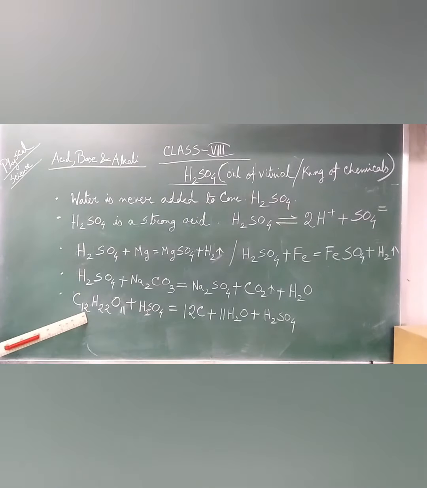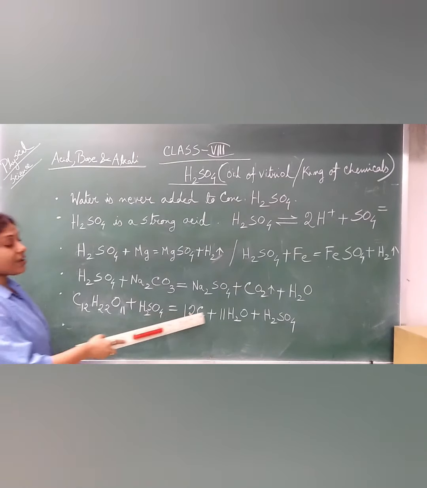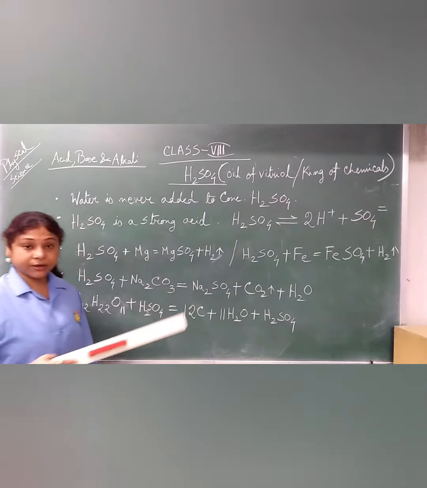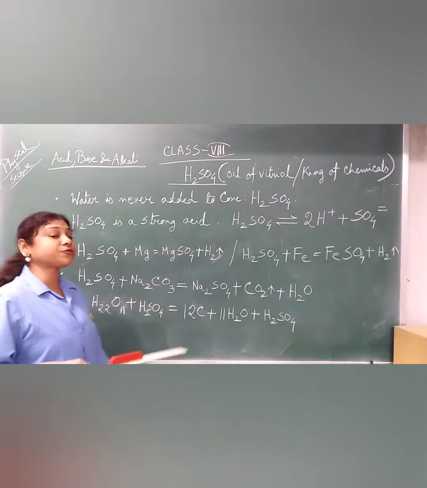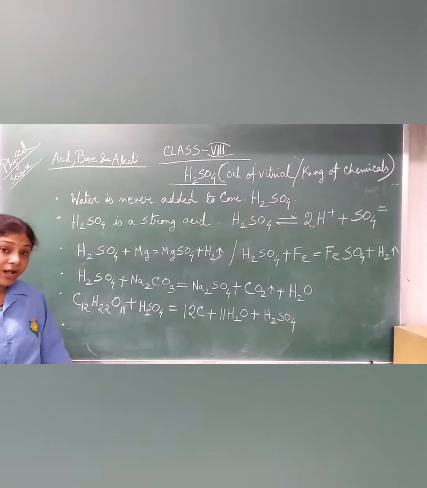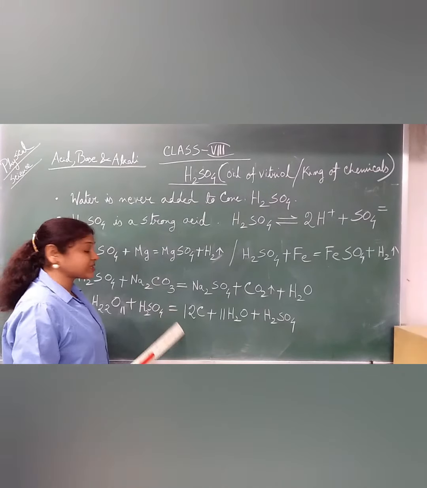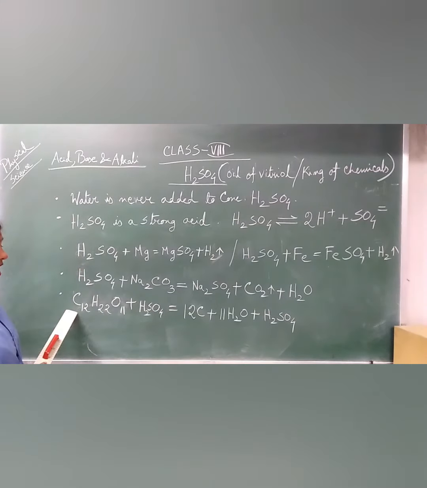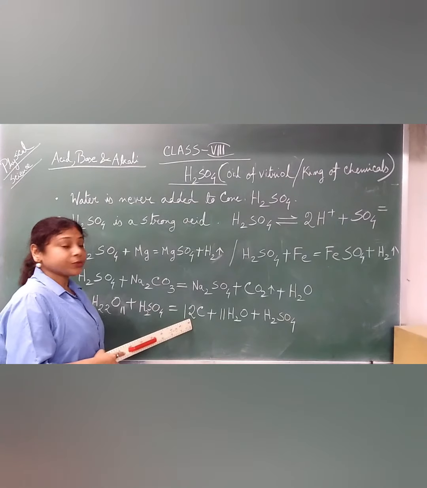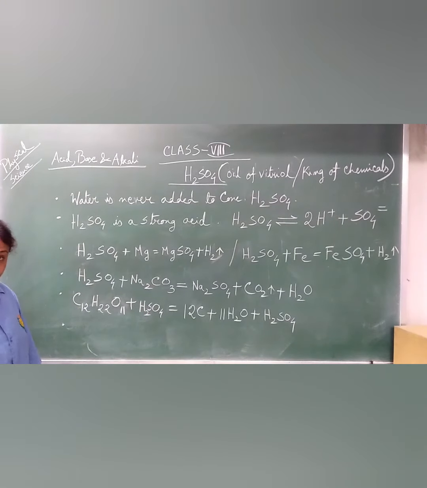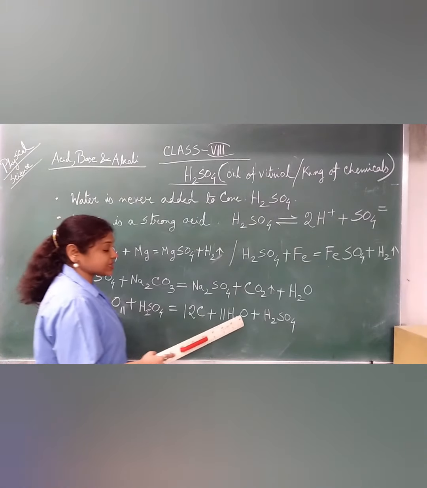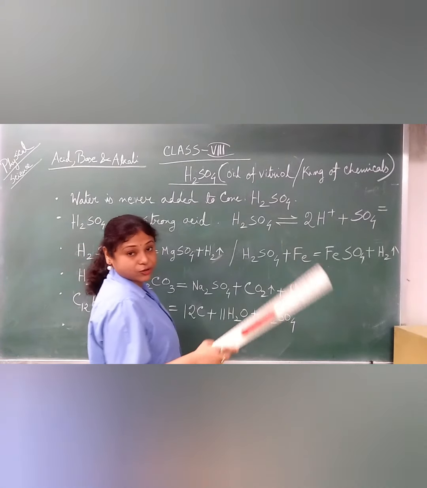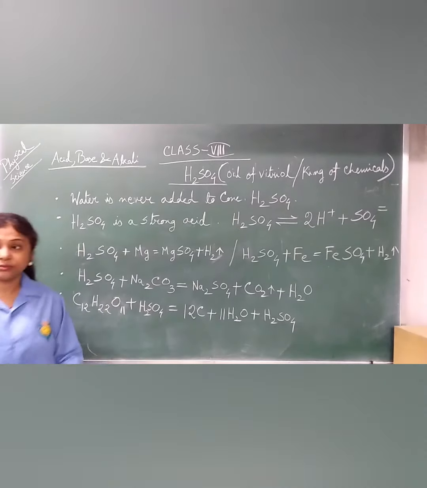Now when it reacts with sugar, C12H22O11, 11 molecules of water come out because H2SO4 has a great affinity for water, and carbon is separated. Since it is C12, 12 atoms of carbon will be separated. So 12C plus 11H2O plus H2SO4 will be formed.